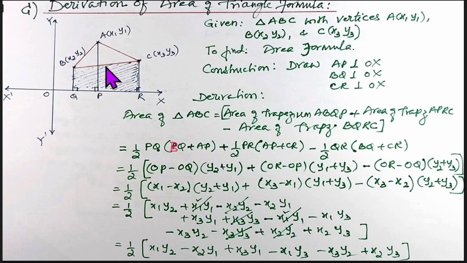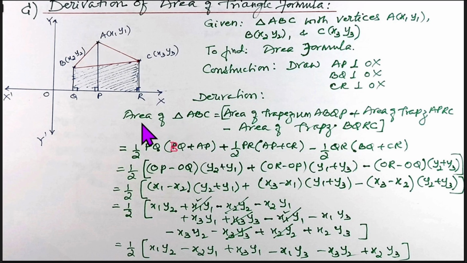Now to find the area of triangle ABC, it is very simple. Take the two trapeziums, you see here, trapezium that is ABQP is one trapezium, and trapezium APRC is the second trapezium, and the third trapezium is BQRC. So if I add the areas of these two trapeziums and subtract the area of this third trapezium, I will get the area of the triangle ABC.